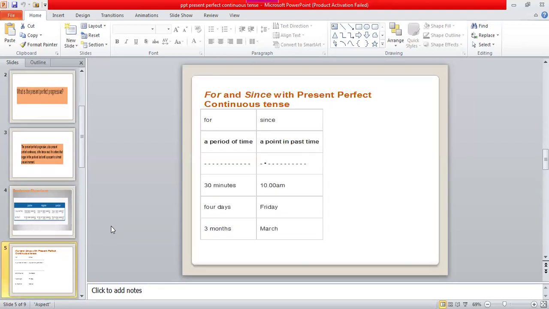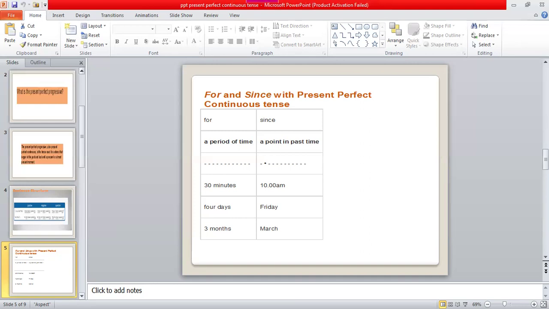I always tell you that there are always signal words in a sentence which tell you how you have to change the verb of the sentence. So in this case, the most important signal words which you are going to see in a sentence are for or since. If you see that for or since are used in a sentence, then you have to change it according to present perfect continuous tense.